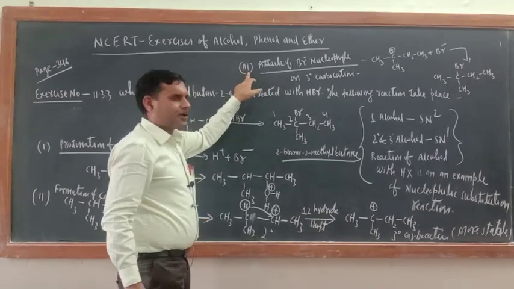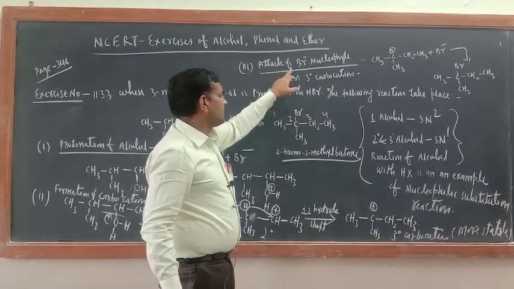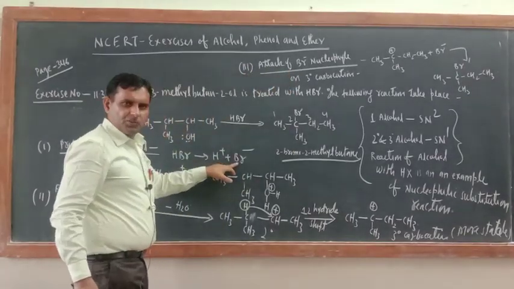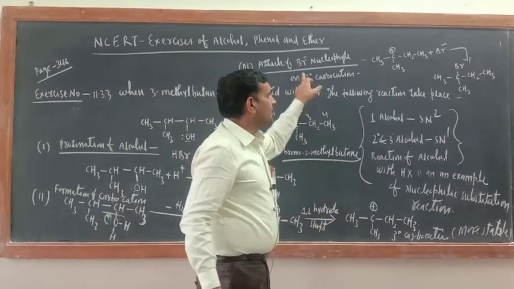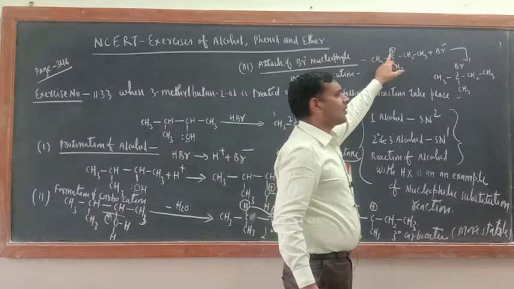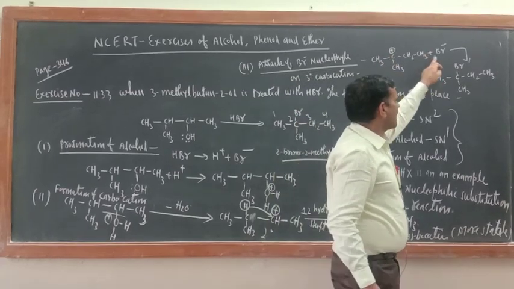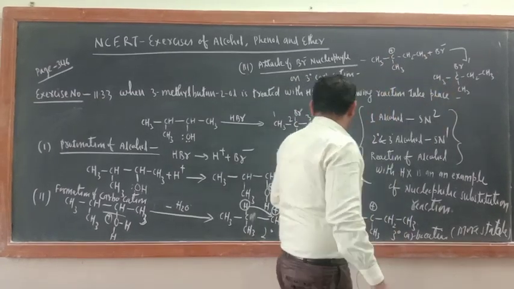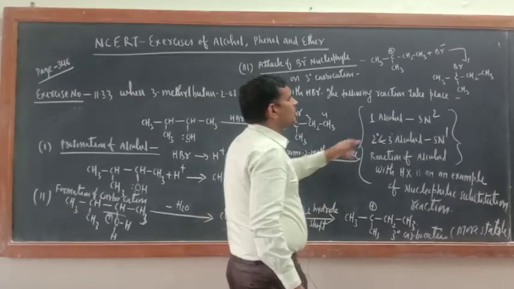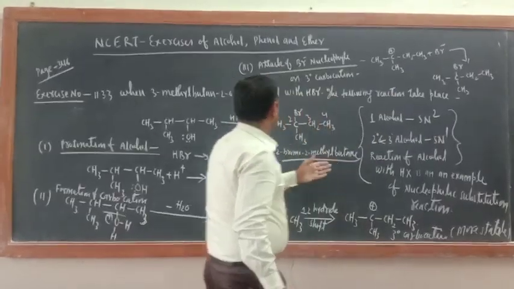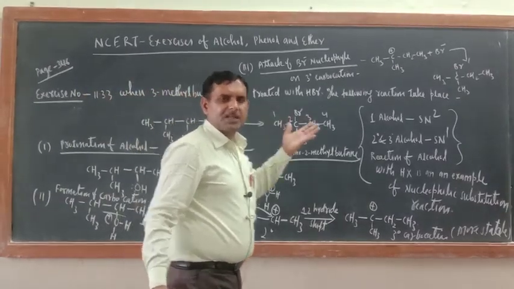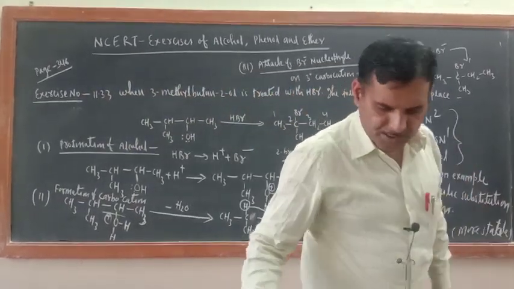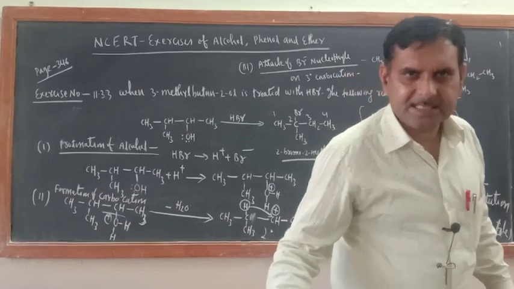The third step I wrote here is attack of Br. Here Br negative is the nucleophile. Now on this carbocation Br will attack. Now you have got this product. What is the name of this product? 2-bromo-2-methyl butane. Simple, just remember the steps. So in this way the NCERT exercise is over.